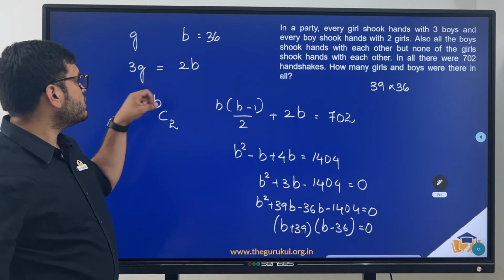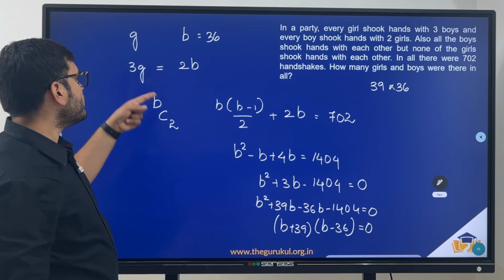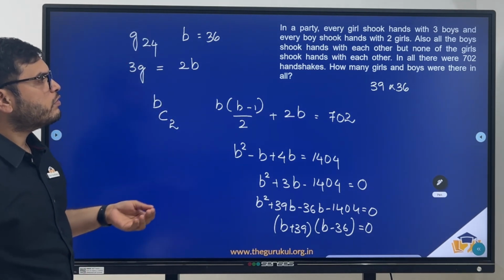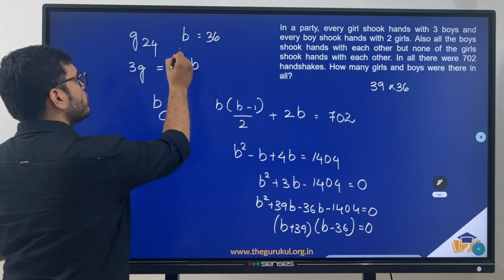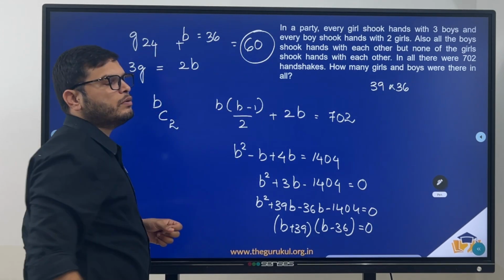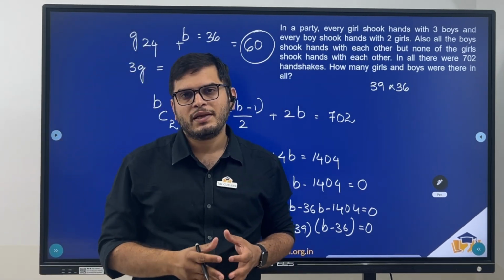So if there were 36 boys, 2 into 36, 72. 72 is equal to 3G. So there should be 24 girls. Now what was asked? How many girls and boys were there? So 24 plus 36. There were a total of 60 girls and boys. So the answer for this question should be 60.